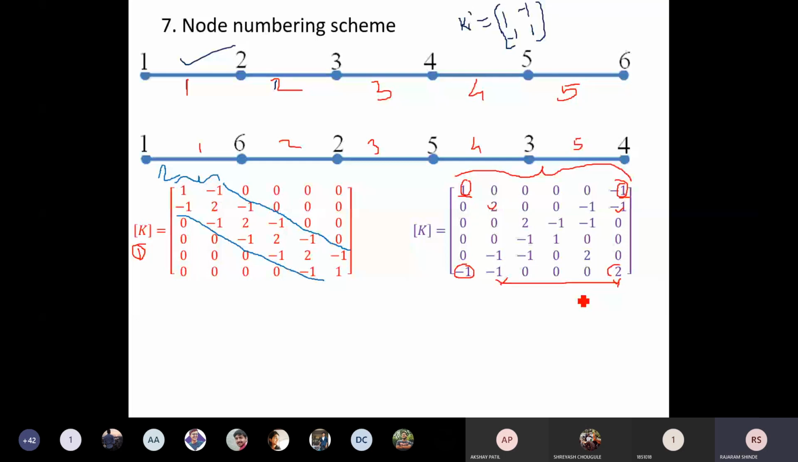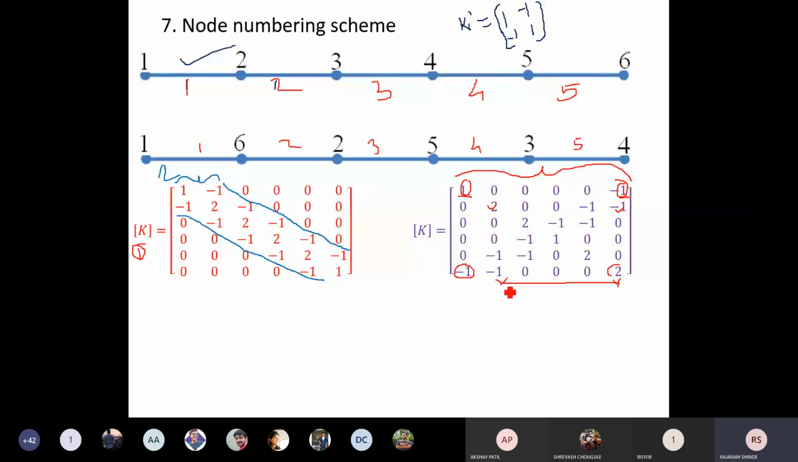Therefore, the node numbering scheme plays a very important role while developing the stiffness matrix and the locations required to store it, or it directly affects the memory required to store the stiffness matrix. In one dimensional problems, a successive node numbering scheme gives a better stiffness matrix, and it will give a smaller bandwidth.